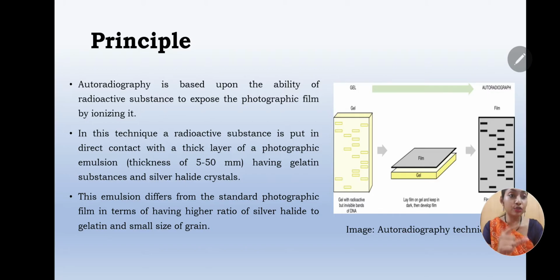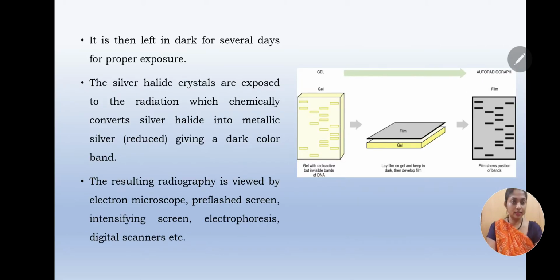That is, ordinary photographic film has lower amount of silver halide and more of gelatin, whereas the photographic emulsion or the film used for autoradiograph has more of silver halide and little of gelatin, and the grain size is smaller. So this is the difference between the photographic films used ordinarily and that used in autoradiography. Then once the film is exposed to the gel, it is left in dark for several days for proper exposure. So it is a time consuming technique.